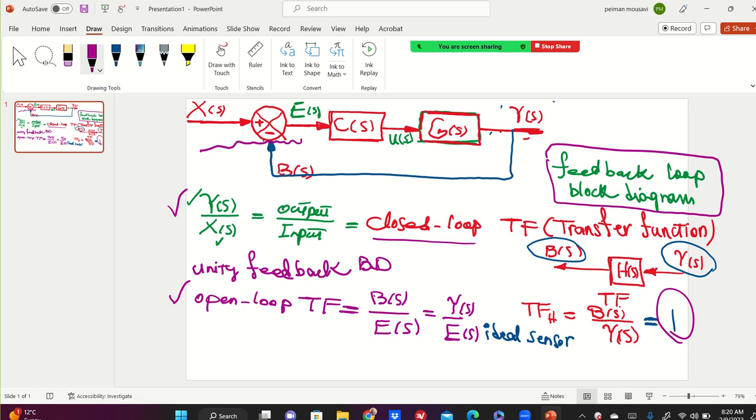Before deriving this mathematically, I'm going to teach you some trivial things. Again, I'm emphasizing, closed loop transfer function is the output over the desired input. Open loop transfer function for this unity feedback is output over E of S. That's it.